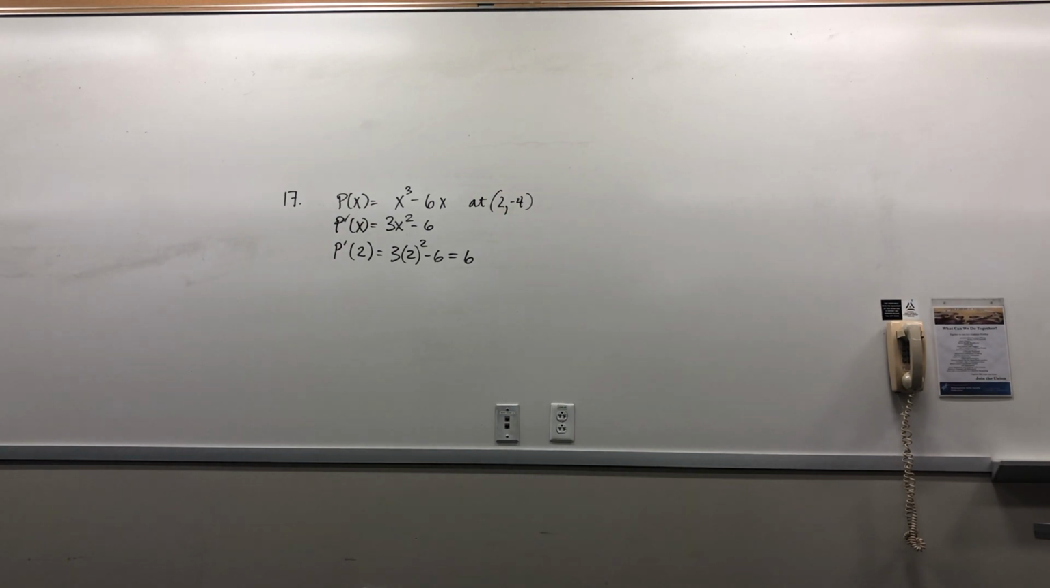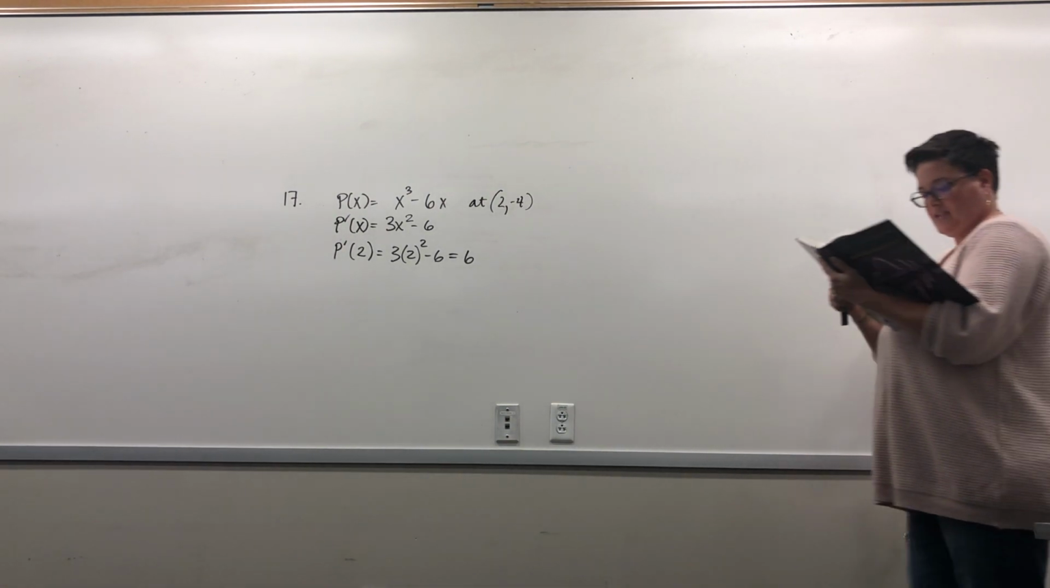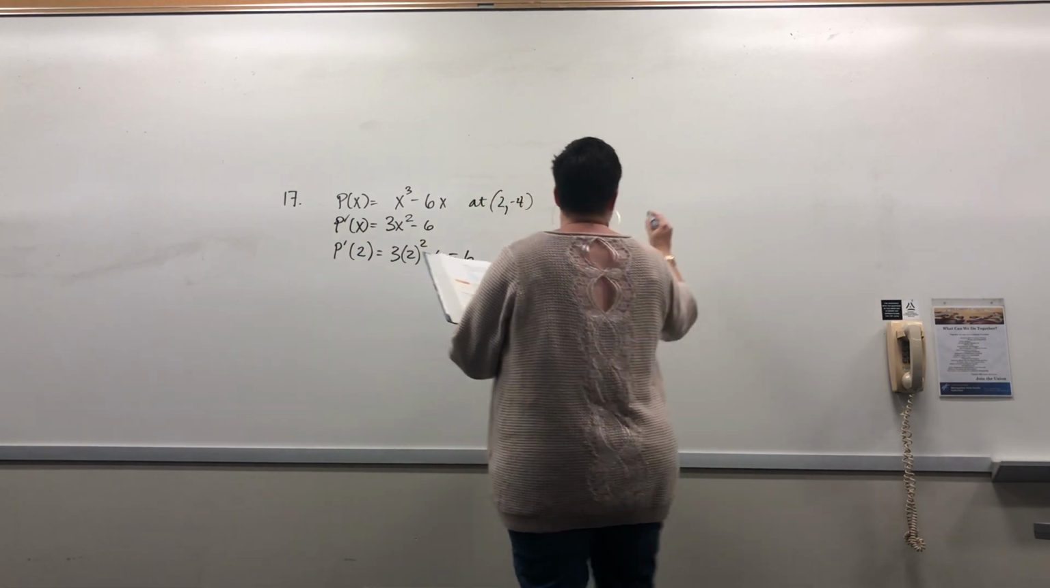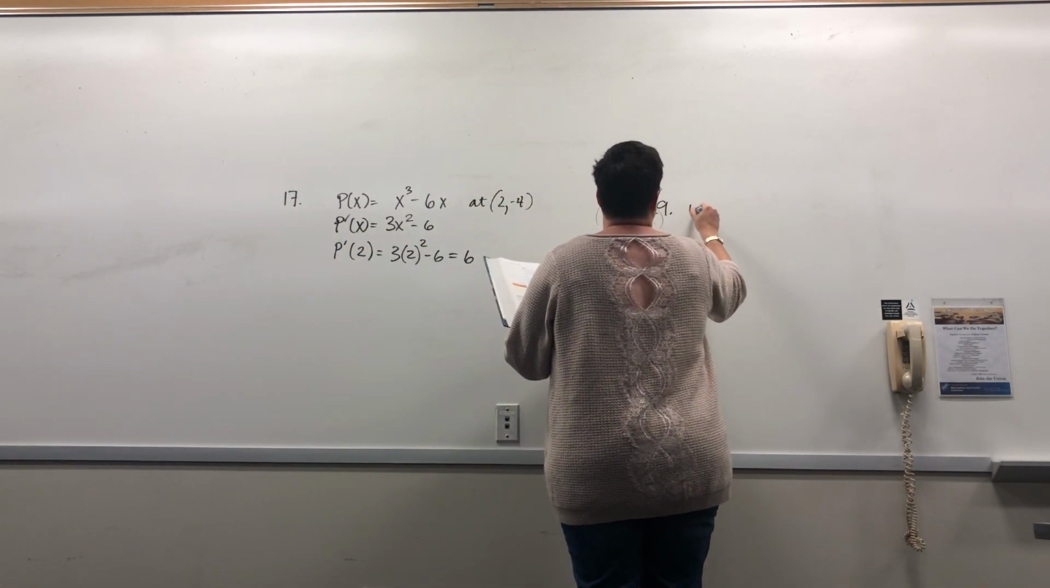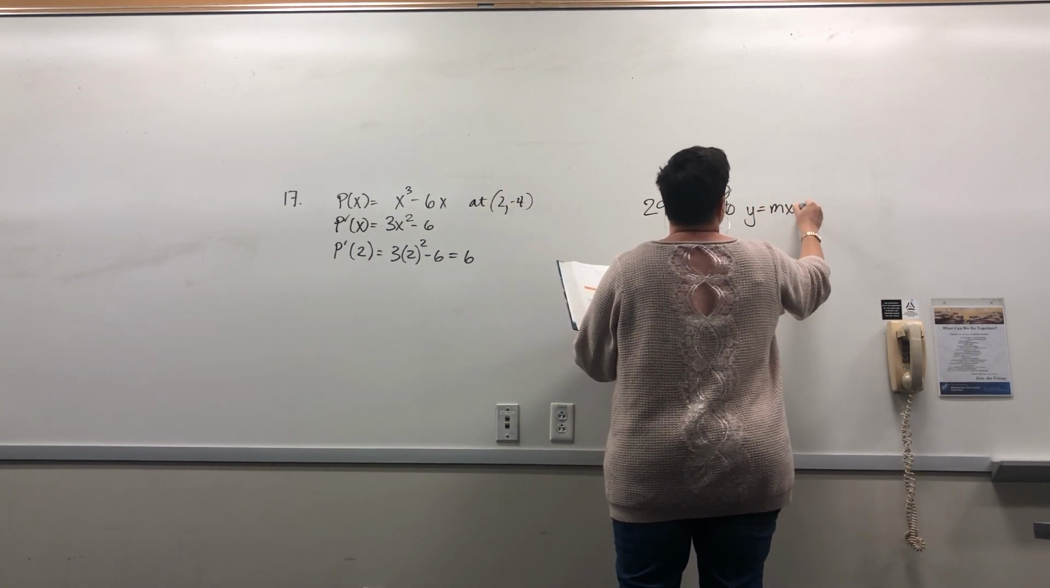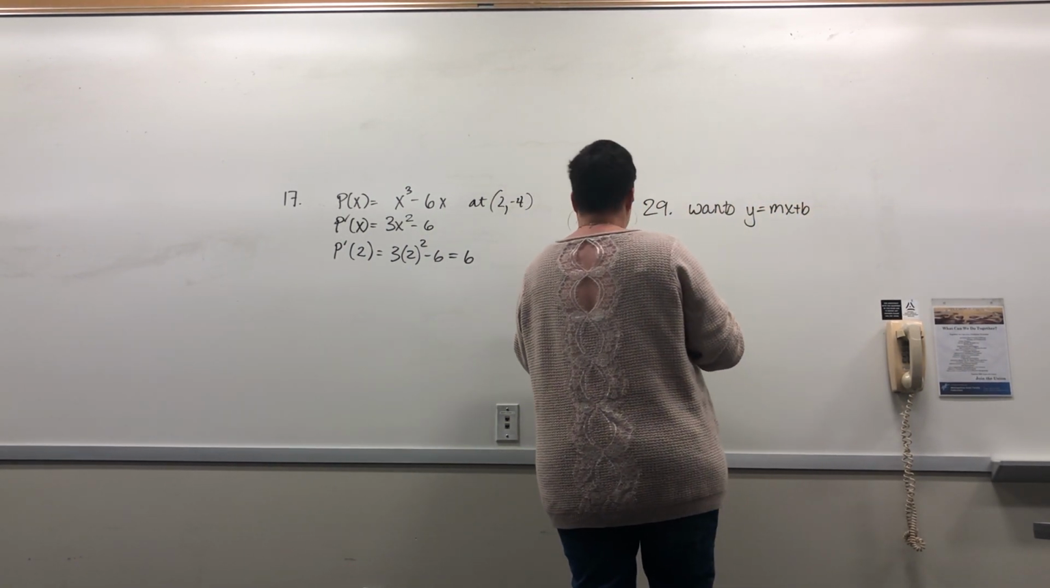Let's look at 29. Is this 4x squared minus 1 over x in your textbook? Yeah. At x equals negative 1/2, write the equation of the tangent line to each curve at the indicated point. So it wants an equation of the tangent line, guys. It wants y equals mx plus b. It wants an equation of a line.